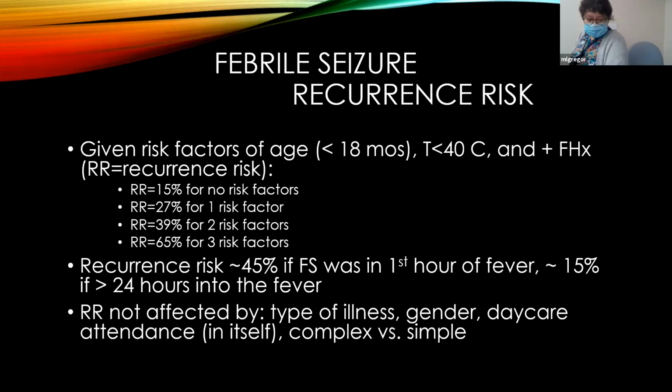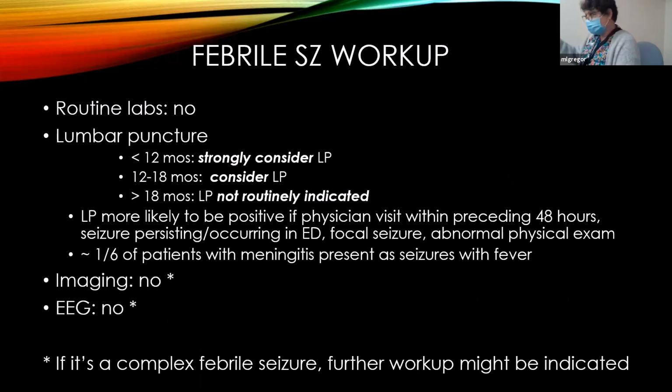Various things that are not affecting your recurrence risk: the type of illness, gender, daycare attendance, although we've already said you're more likely to have a febrile seizure in the first place with daycare attendance, and you're more likely to be sick if you attend a daycare. And then complex versus simple does not affect your recurrence risk. What it affects is your likelihood of developing epilepsy as an adult, or child, not further febrile seizures. The routine labs with a simple febrile seizure, really there is not much to do.